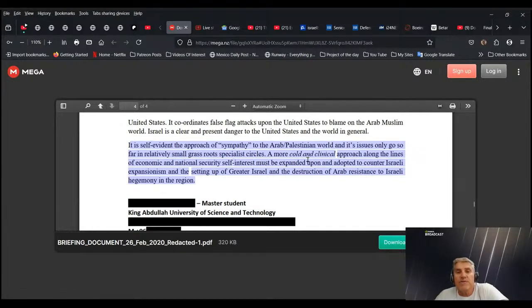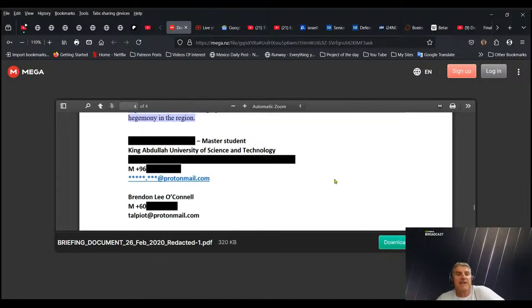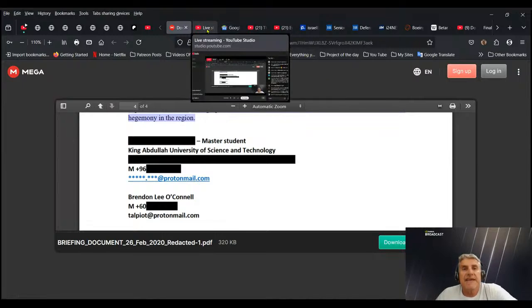A more cold and clinical approach along the lines of economic and national security self-interest must be expanded upon and adopted to counter Israeli expansionism and the setting up of Greater Israel and the destruction of Arab resistance to Israeli hegemony in the region. Sufyan, master student, King Abdullah University of Science and Technology, and Brendon Lee OConnell, chief shitstirrer from Oz. Ladies and gentlemen, does that make sense to you?